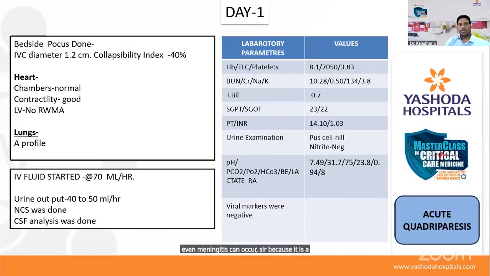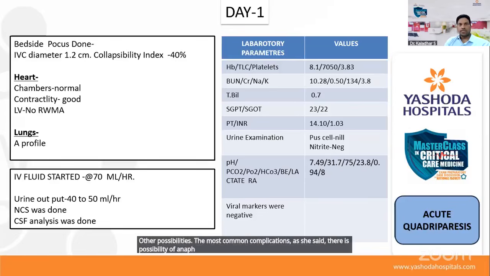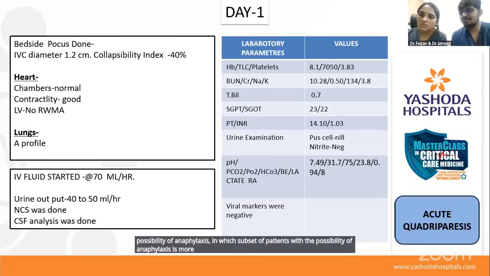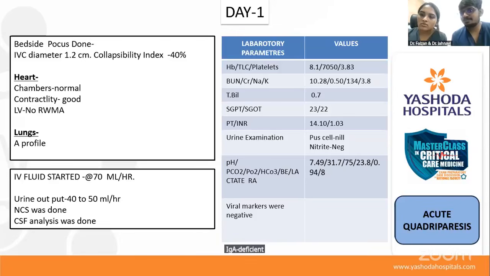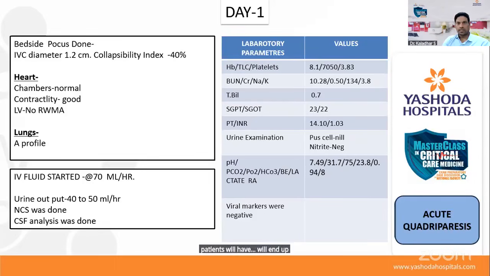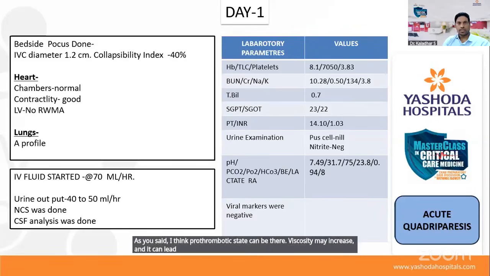The most common complications, as she said, there is possibility of anaphylaxis. In which subset of patients is the possibility of anaphylaxis more? IgA deficient patients. Generally, IgA deficient patients will land up in anaphylaxis. Next, as you said, prothrombotic state can be there. Viscosity may increase and it can lead to a prothrombotic state.